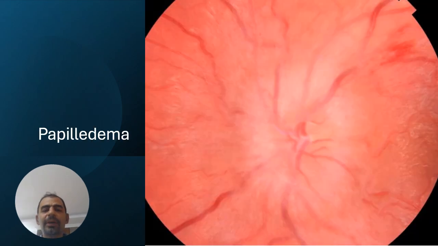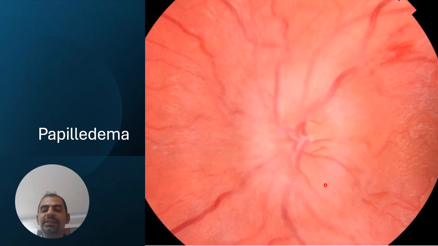So this is the appearance of the papilledema. As you can see, the disc margins are not clear at all. The optic cup is not visible at all. It's completely obliterated. The blood vessels are obliterated as they pass through the thickened nerve fiber layer.